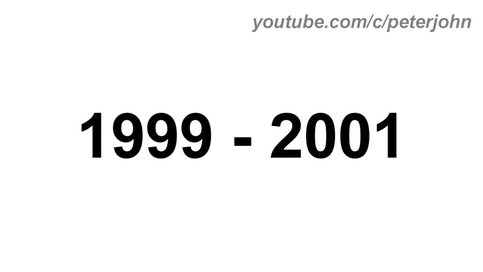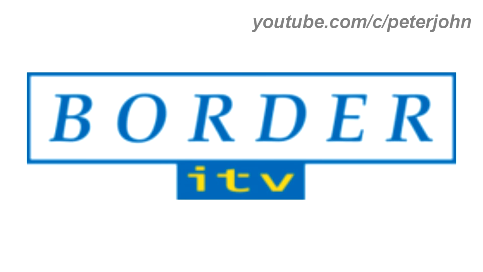1999 to 2001, there is a blue rectangle, and inside it there is the word Border in blue text, and under the rectangle there is another blue rectangle, and inside it, there is the word ITV in yellow.